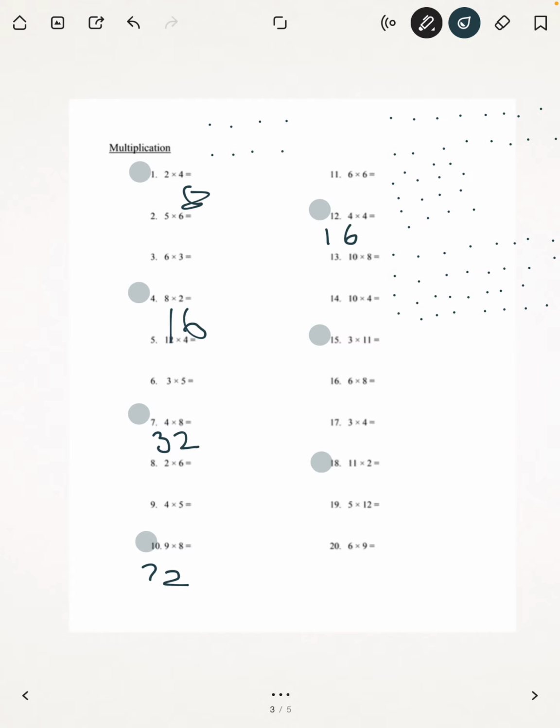And 3 times 11, that means 3 plus 3 plus 3 plus 3, 11 times, or you could do 11 plus 11 plus 11. If you do that, you get 33. Same thing for that, 11 plus 11, or 2 plus 2 plus 2, 11 times, and if you do that, you get 22.